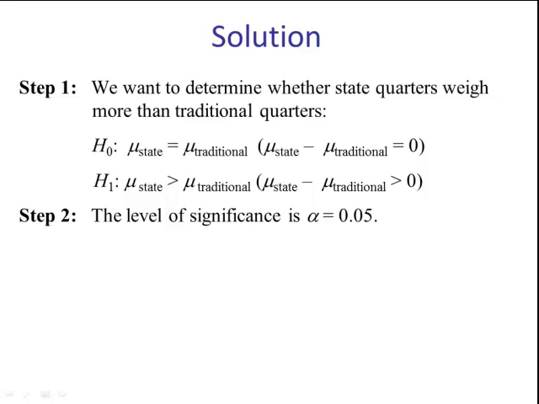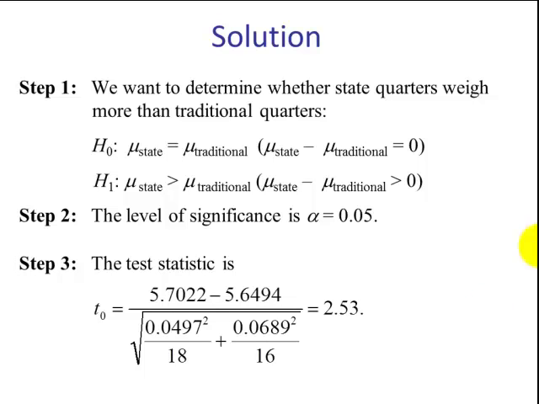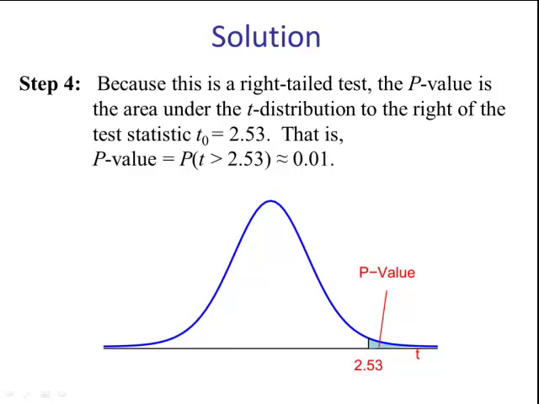Step 2, our alpha level is 0.05. Step 3, the test statistic is a t. And if we plug in these numbers, we see that t is 2.53. Step number 4, we compute the p-value. And if we did this by hand, we'd have to use table 6, and we would see that the probability is approximately 0.01 according to the table. Now we're going to use Minitab and StatCrunch to actually compute this, which is better than using table 6.